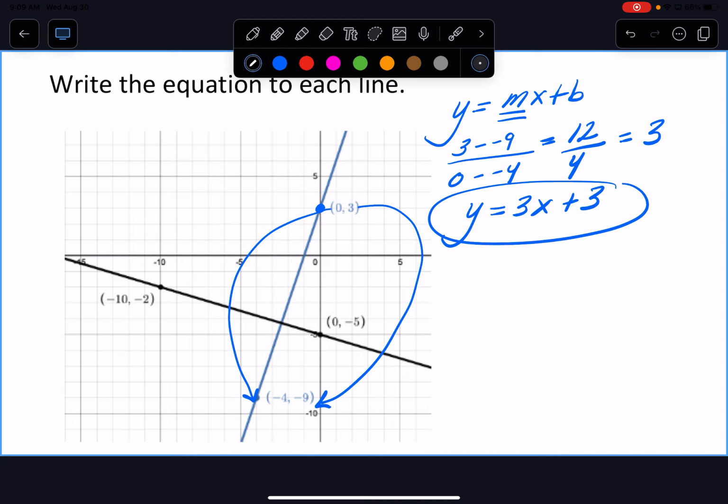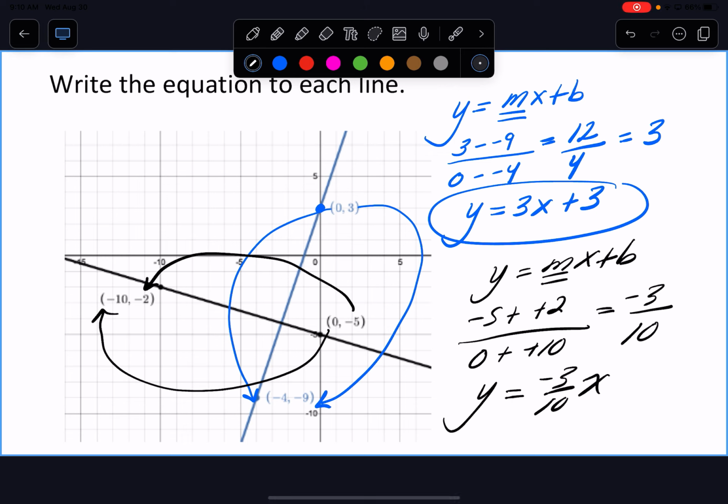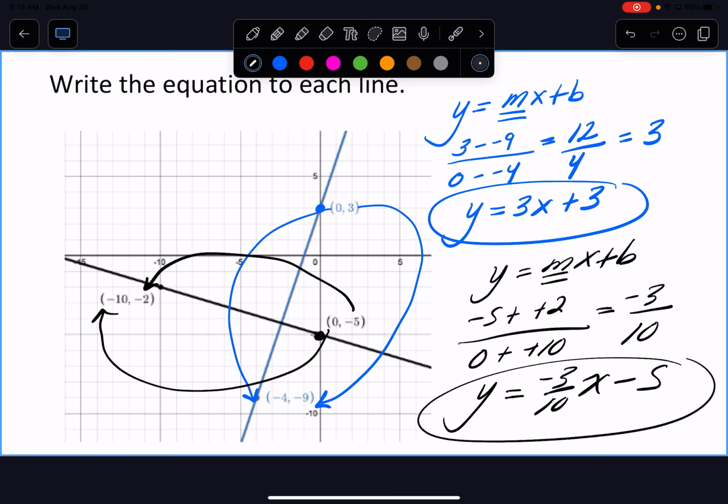Okay, cool. Let's do the black line. Here we go. So we know it's y equals mx plus b. Let's find our slope first. We subtract our y values. So that'd be -5 minus -2. Subtract the x's. 0 minus -10. So it looks like on top I'm getting... help me out. -3. On bottom, I'm getting 10, right, everyone? So then you'd say y equals -3 tenths x. What's our plus b? -5. Yep, -5.